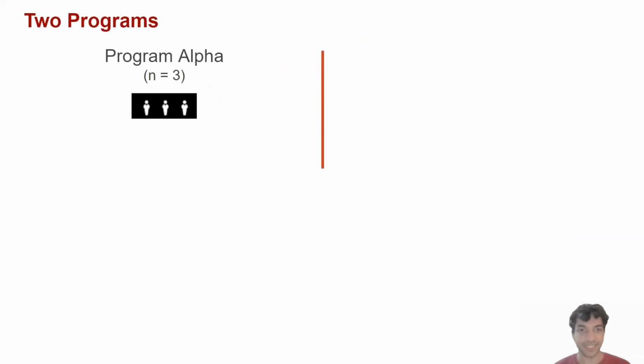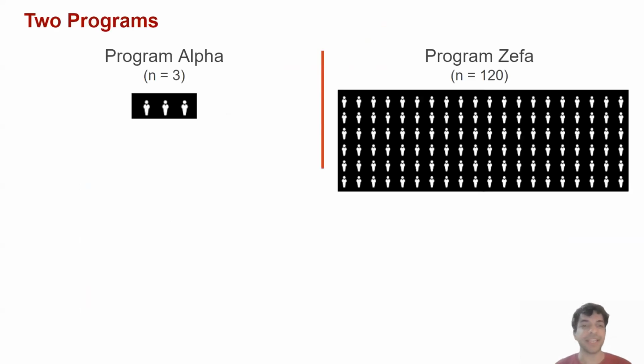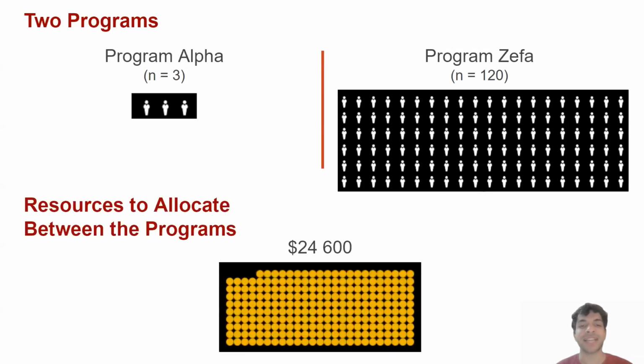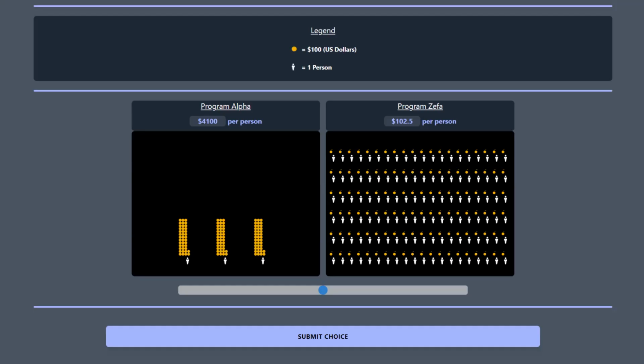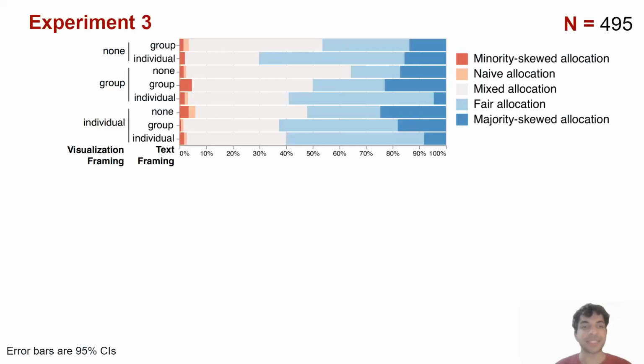We wanted to increase the difference between the two groups, so we kept the smaller program the same and increased Zephyr to 120 people. And participants were asked to allocate $24,000, keeping fair allocation at $200 per person. To fit this new information, we redesigned the interface and icon. The result in this experiment was much different than the previous study.